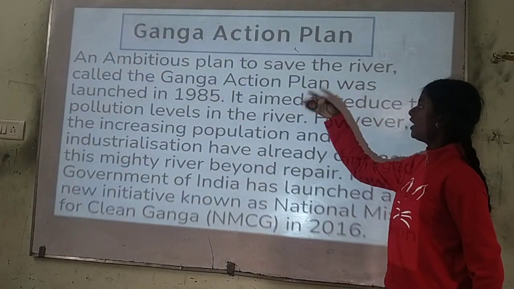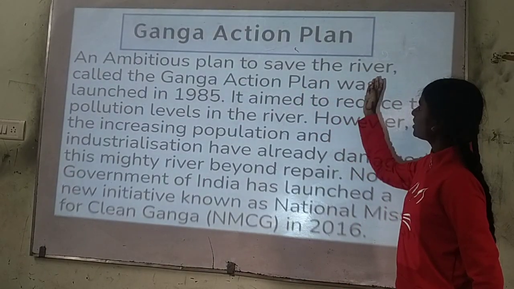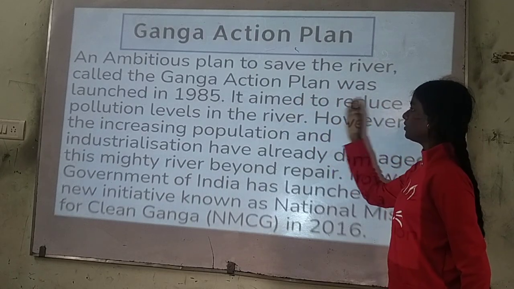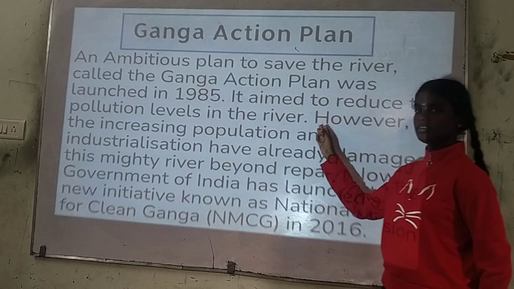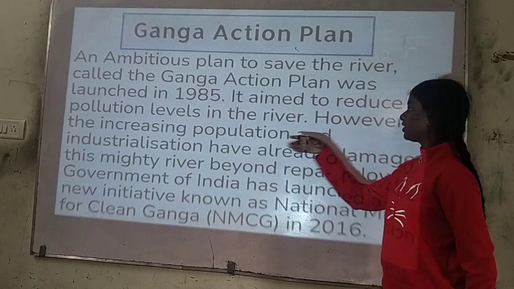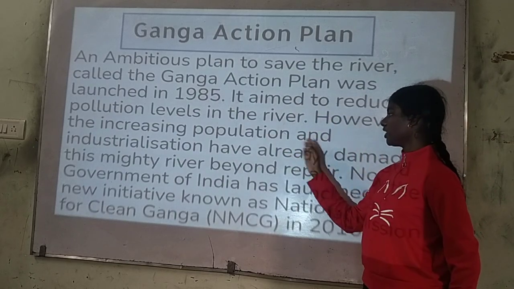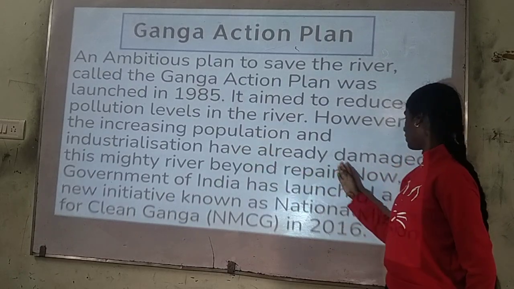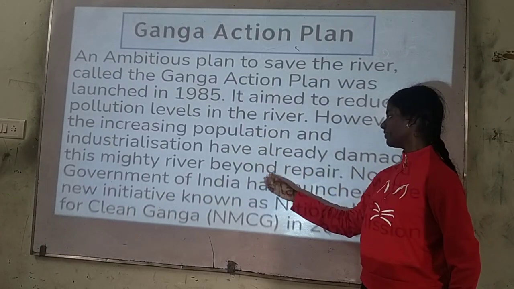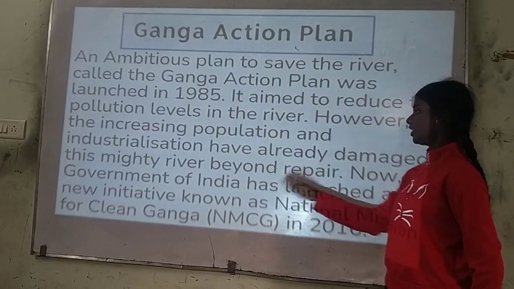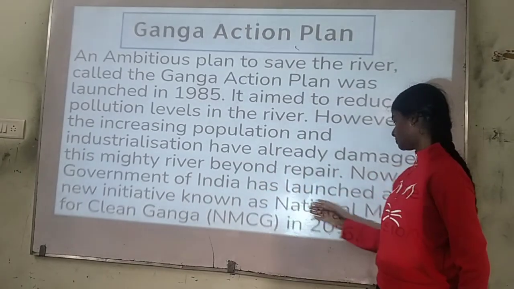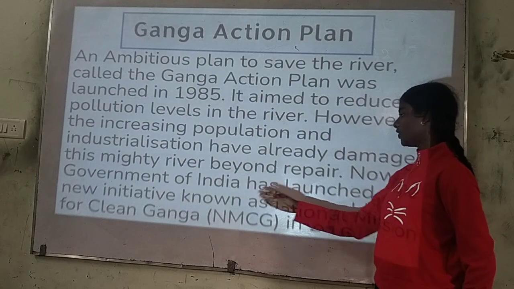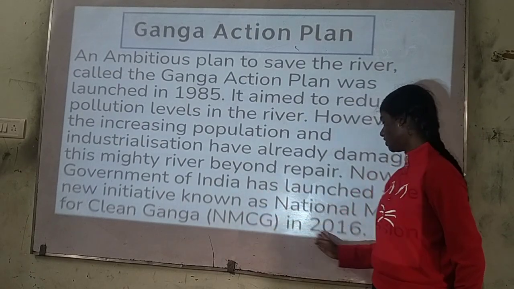Ganga Action Plan. An ambitious plan to save the river, called the Ganga Action Plan, was launched in 1985. It aimed to reduce pollution levels in the river. However, the increasing population and industrialization have already damaged this mighty river beyond repair. Now, the government of India has launched a new initiative known as the National Mission for Clean Ganga (NMCG) in 2016.